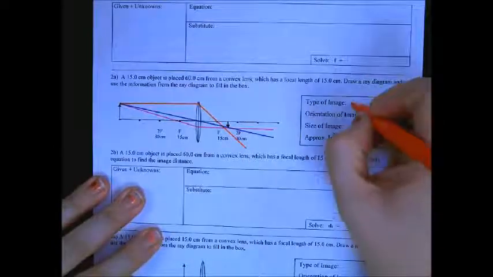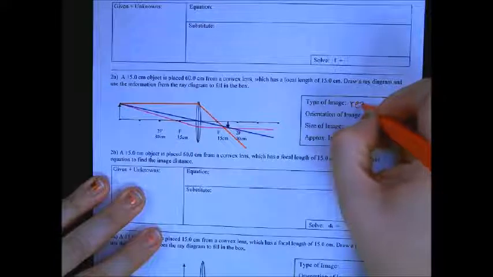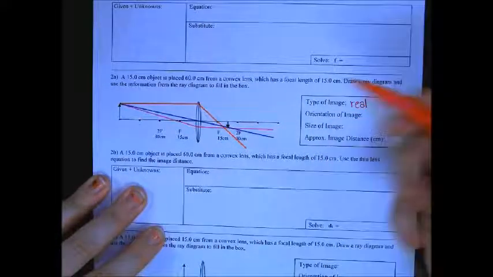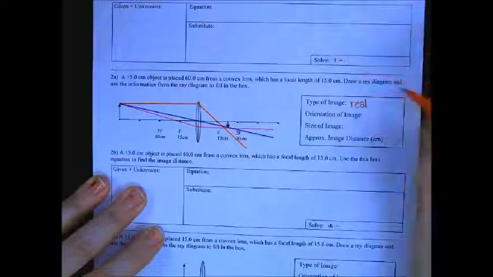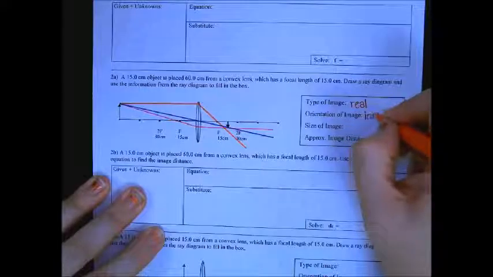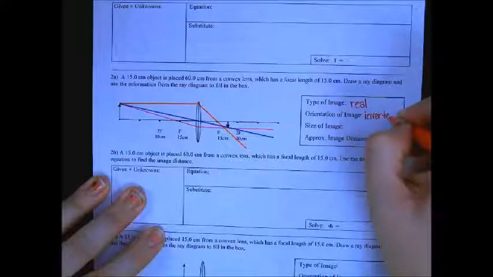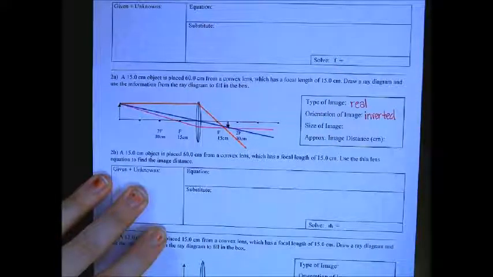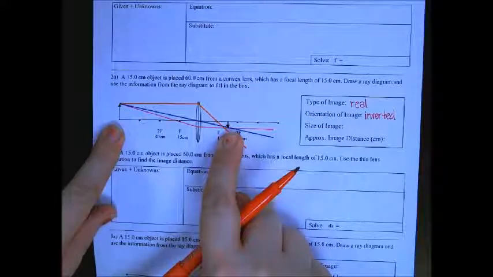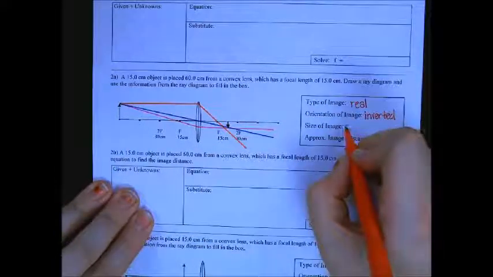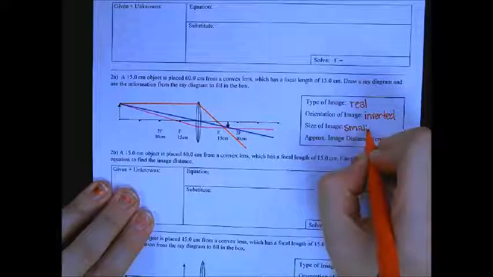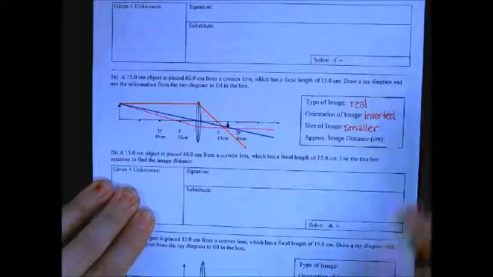Now we need to identify the type of image. It's a real image because it's formed by light rays and not sight lines. The image is inverted, and because the object is beyond 2 times the focal point on the left, the size of the image is smaller than the size of the object.